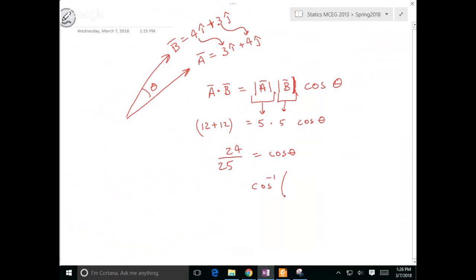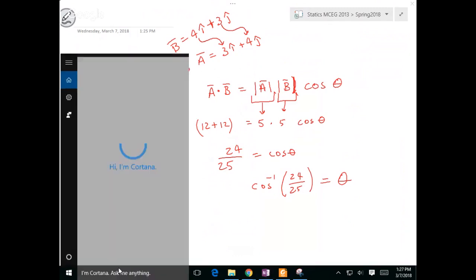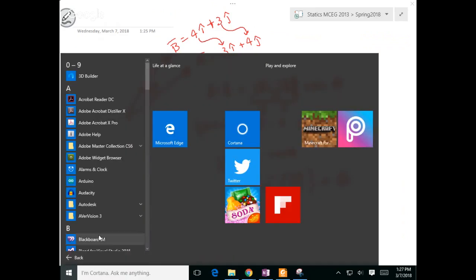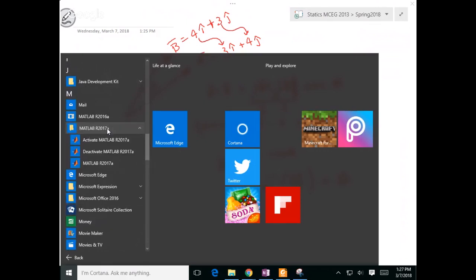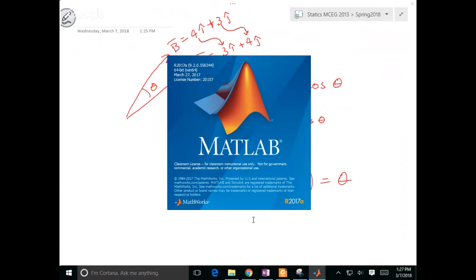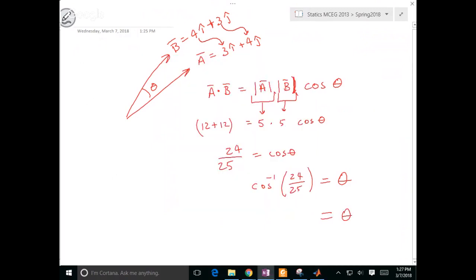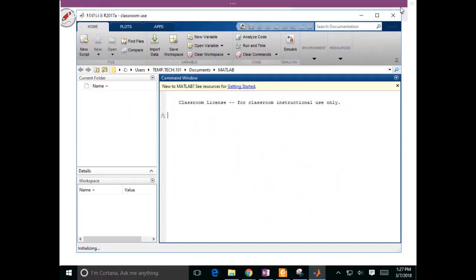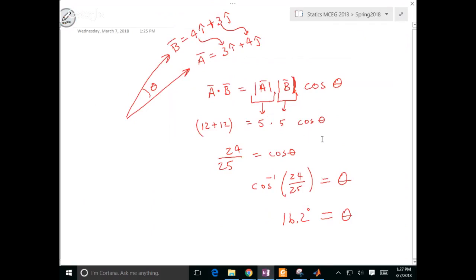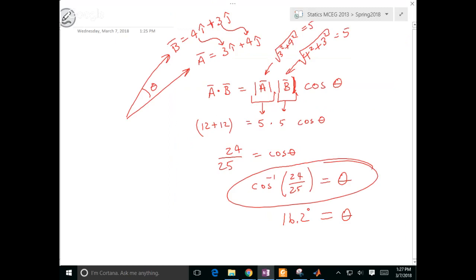So if you want to find the angle between them, 24 25ths is equal to, what is that angle, by the way? I don't have MATLAB up. Okay, here we go. So the angle's around 16.2 degrees. For any two vectors, it just so happens this was convenient. Why? Because the magnitude of this one is the square root of 3 squared plus 4 squared, and the magnitude of this one is the square root of 4 squared plus 3 squared. That's 5 and that's 5. So those were convenient problems. I like that one.